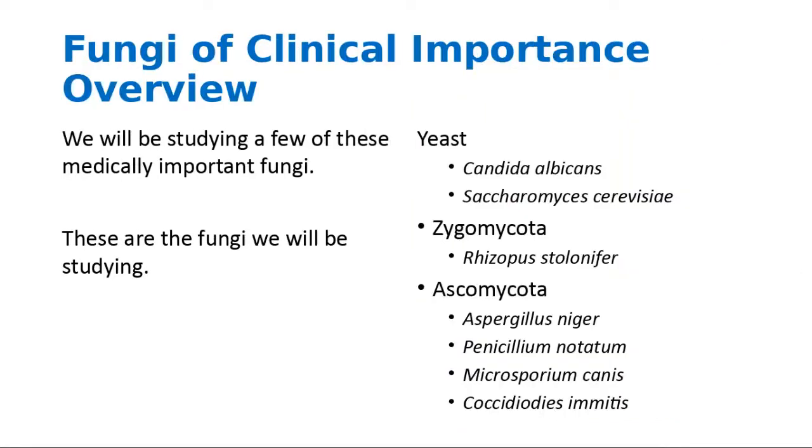The organisms you're going to be responsible for, there's 2 yeast, right? Candida albicans and Saccharomyces cerevisiae. There is 1 Zygomycota, Rhizopus stolonifer. And then there are 4 different species of Ascomycota. And those are the ones that we really worry about: the Aspergillus niger, Penicillium notatum, Microsporum canis, causative agent of ringworm, one of them, and Coccidioides immitis.